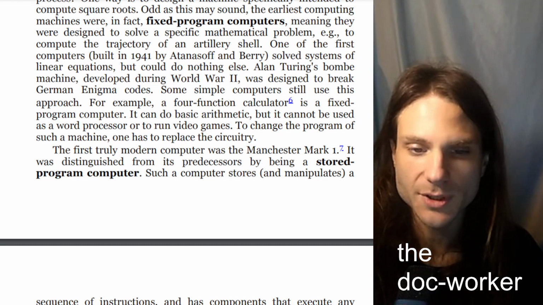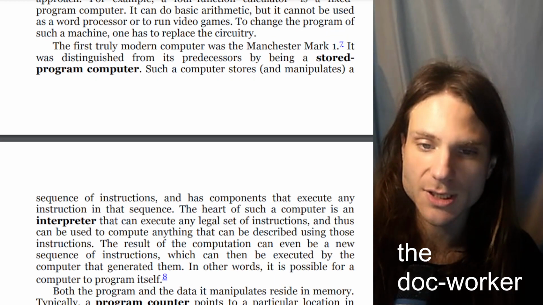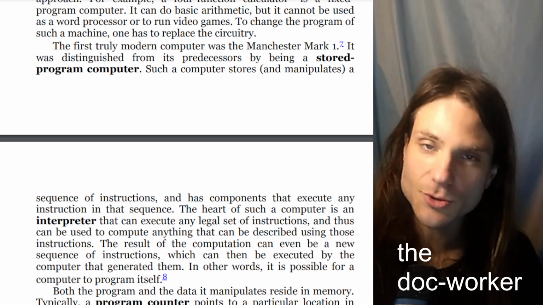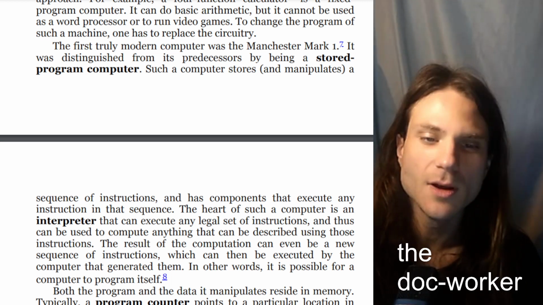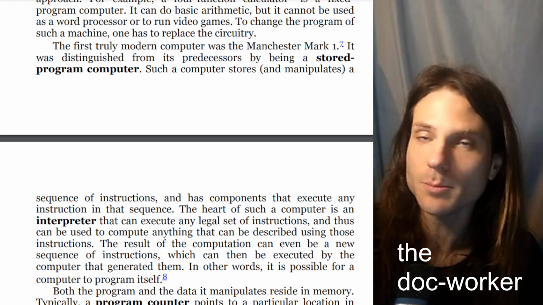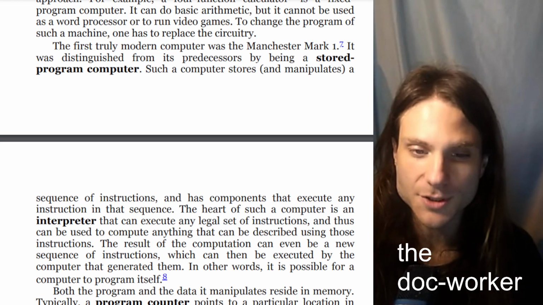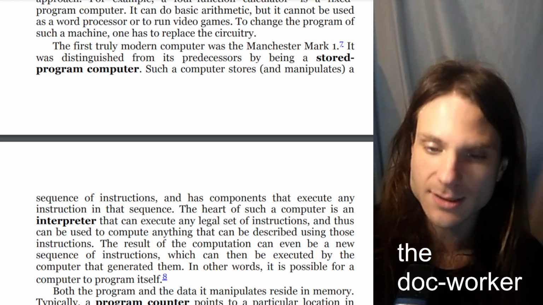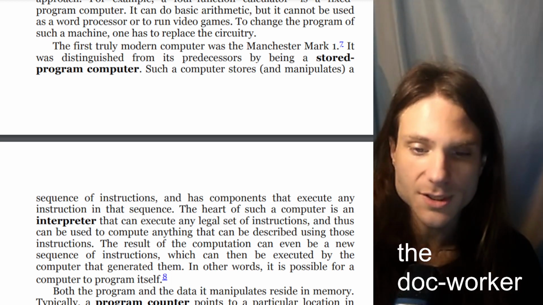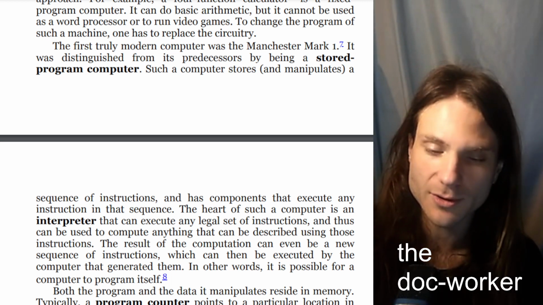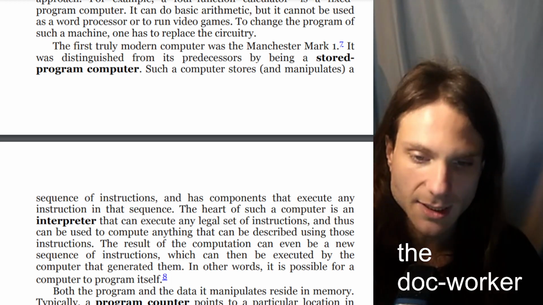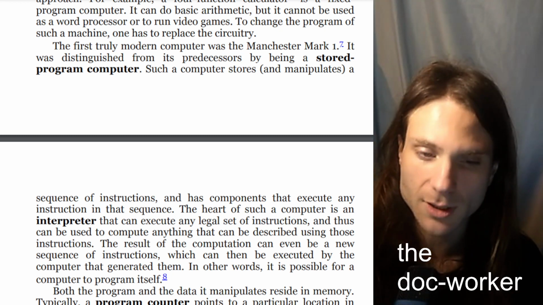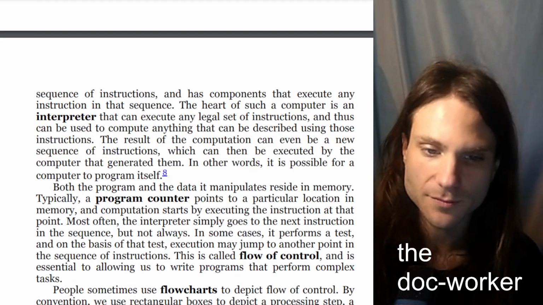The first truly modern computer was the Manchester Mark I. It was distinguished from its predecessors by being a stored program computer. Such a computer stores and manipulates a sequence of instructions and has components that execute any instruction in that sequence. The heart of such a computer is an interpreter that can execute any legal set of instructions and thus can be used to compute anything that can be described using those instructions.